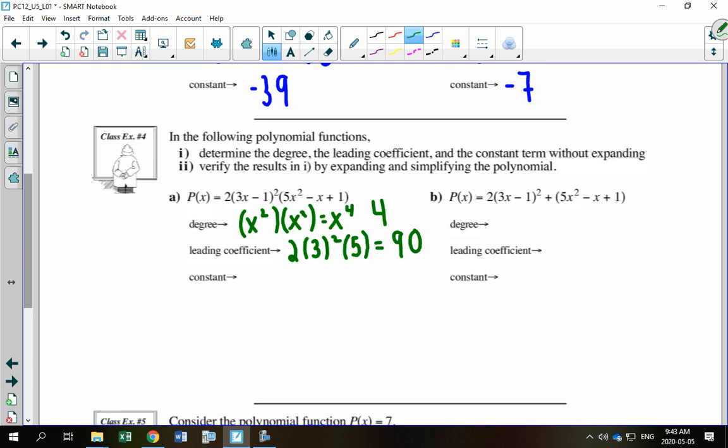And then for our constant, so within that binomial, we would take negative 1 and square it for our FOILing. Then we would times it by 2, and then we would have to multiply it by the constant in the trinomial, which is 1. So our constant term would be 2.